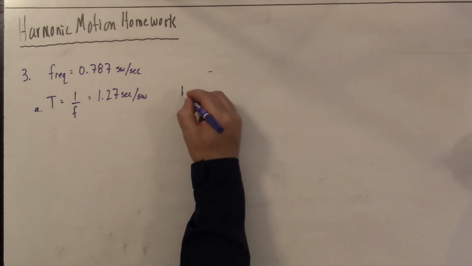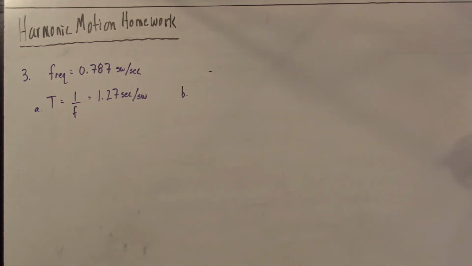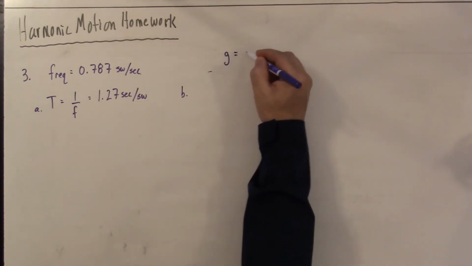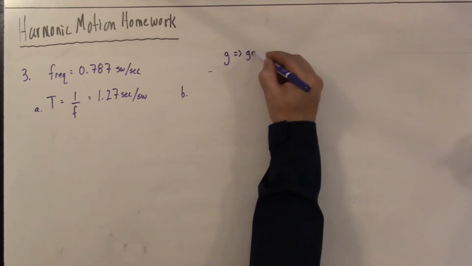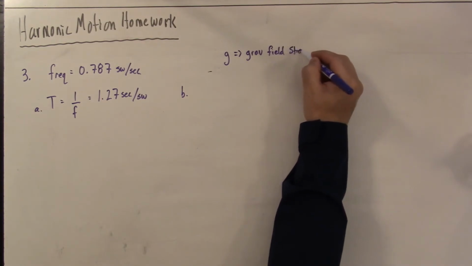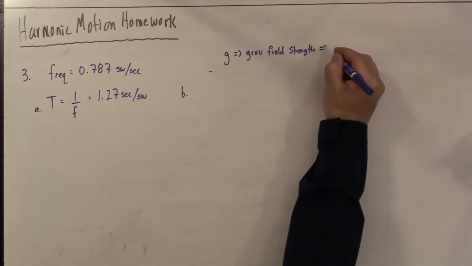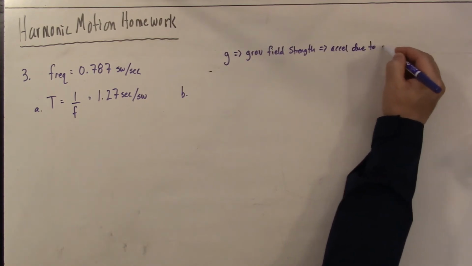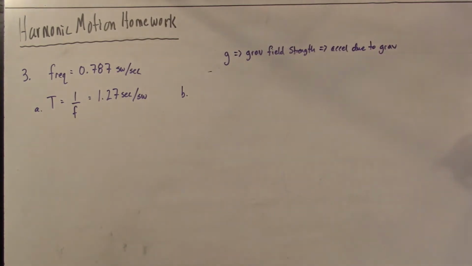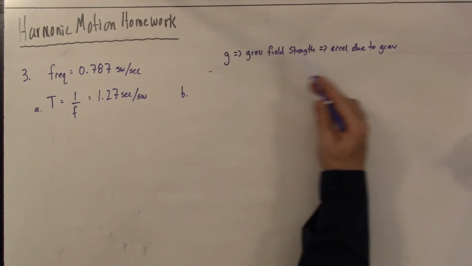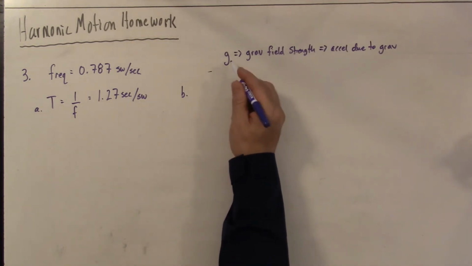So B says, find the acceleration due to gravity. So in this problem, we're solving for this little baby g value. This little baby g value is both the gravitational field strength and it's also the acceleration due to gravity. So we use the little baby g value for both of these concepts. Even though those concepts are a little bit different, they end up with the same value. So it's a little confusing, but we're solving for g.